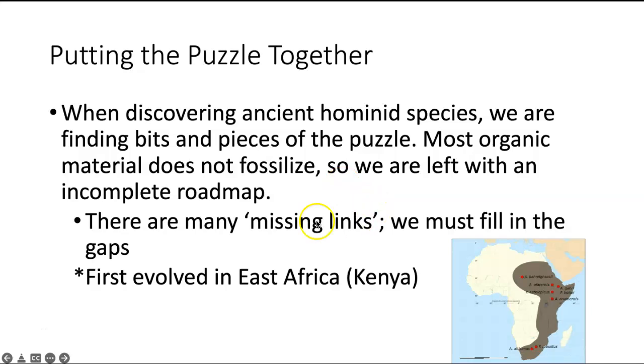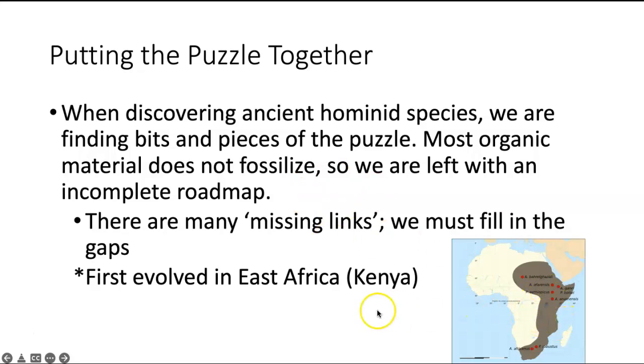Alright, so this is something to just kind of wrap your brain around. Like most organic material does not fossilize. That's why if you go outside and you dig a giant hole in the ground, you aren't going to find a dinosaur fossil, because most organic materials don't fossilize, and most of them just rot away naturally. It's actually pretty rare to create a fossil. So we are left with an incomplete roadmap.